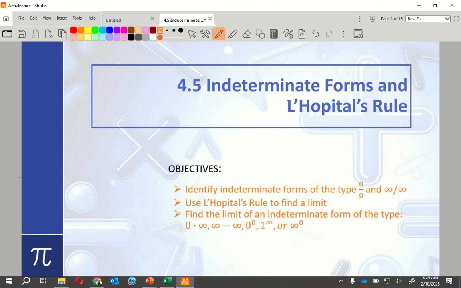Identifying indeterminate forms, the type of 0 over 0, infinity over infinity, L'Hopital's rule, find a limit. Find the limit of indeterminate form for these types: 0 times infinity, infinity minus infinity, 0 to the 0, 1 to the infinity, or infinity to the 0. Those are all the types.